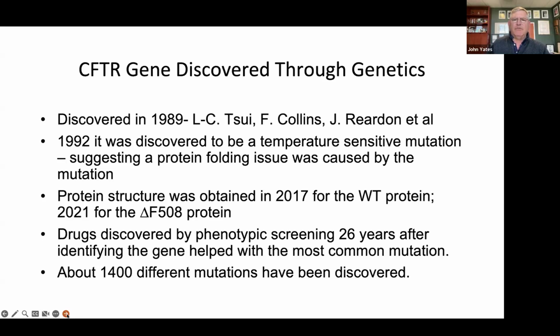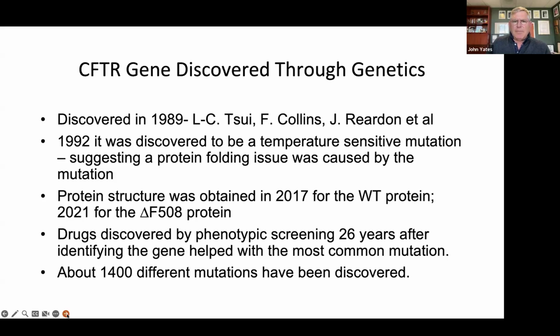Crystallization just totally failed, primarily because the protein has some disordered regions in it that make it difficult to get a well-ordered structure that's required for crystallization. So for the wild-type protein, cryo-EM was used in 2017 to get a structure, and then it took 5 more years to get a structure for the delta F508 version of the protein. Drugs were eventually discovered by phenotypic screening about 26 years after identifying the gene.